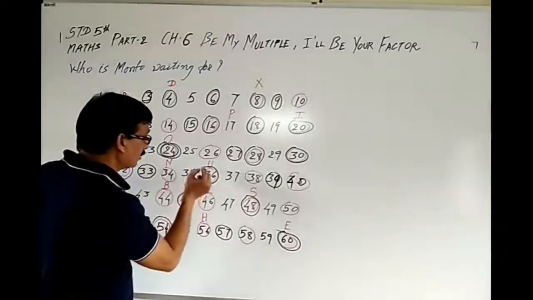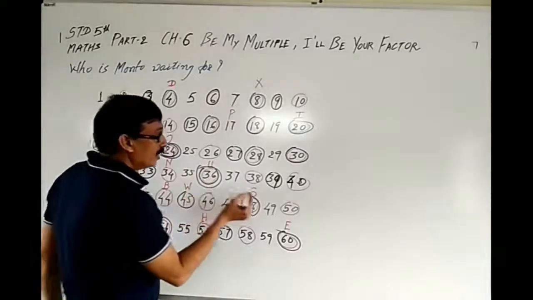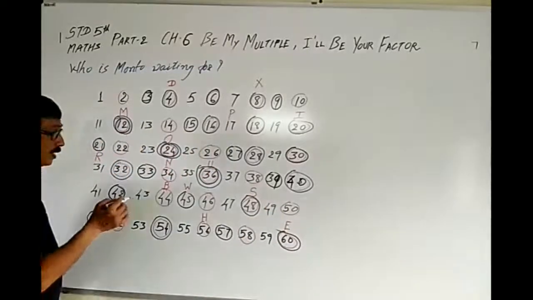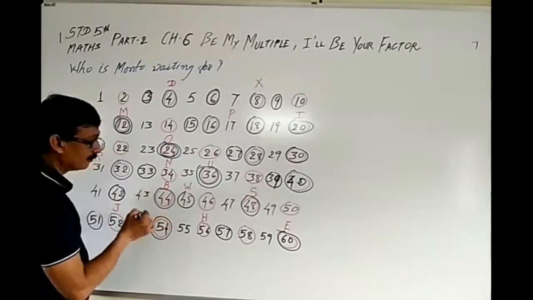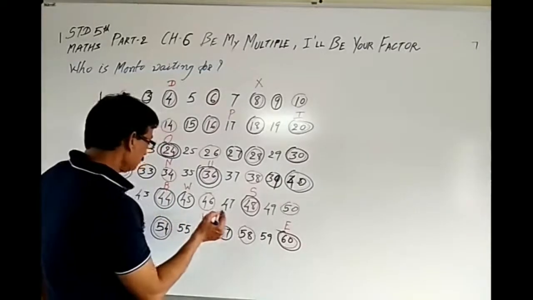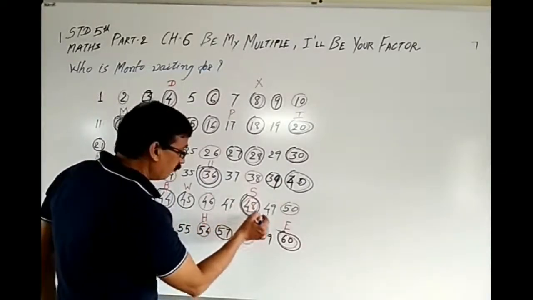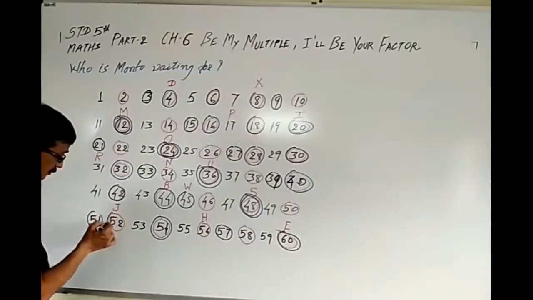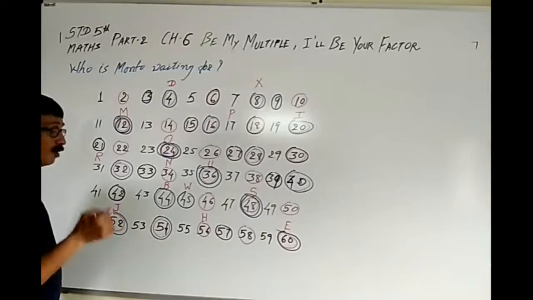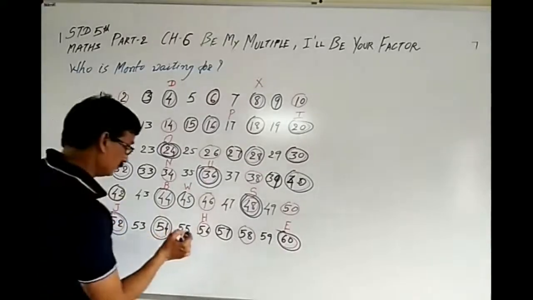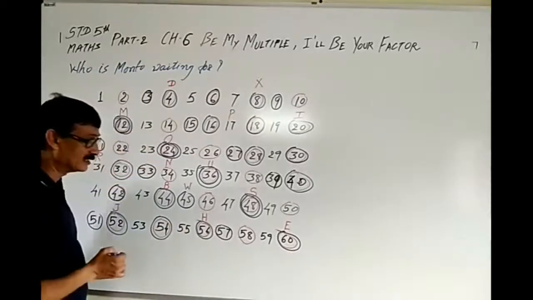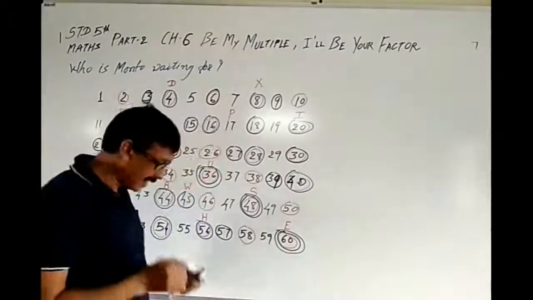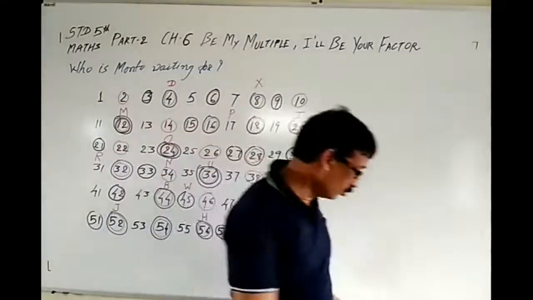9 fours are 36, 10 fours are 40, 11 fours are 44, then 12 fours are 48, then 13 fours are 52, then 14 fours are 56 and 15 fours are 60. Okay, now let's see what to do.